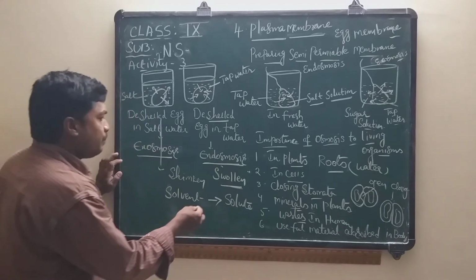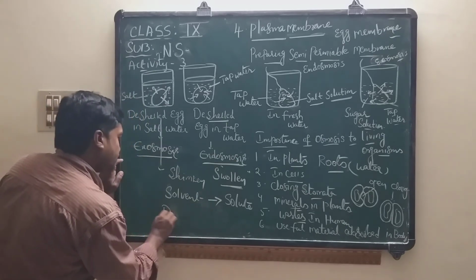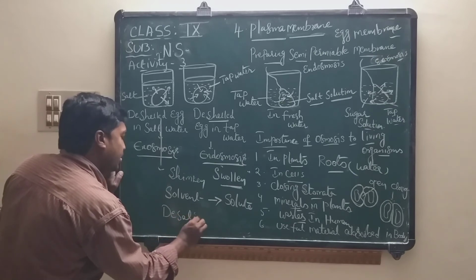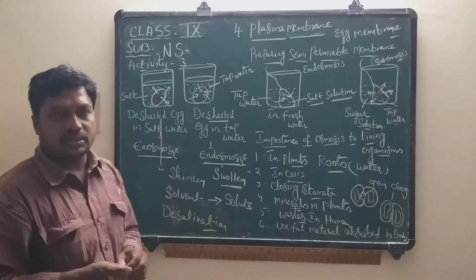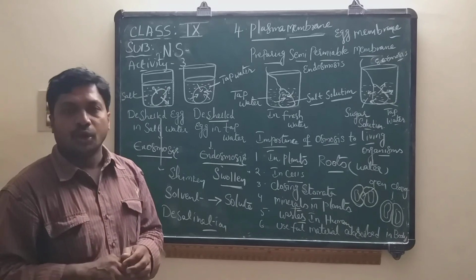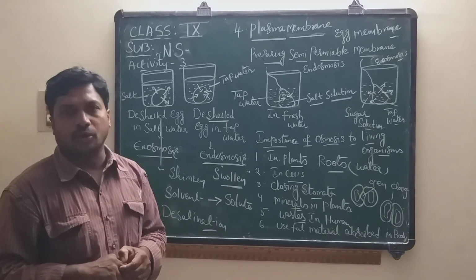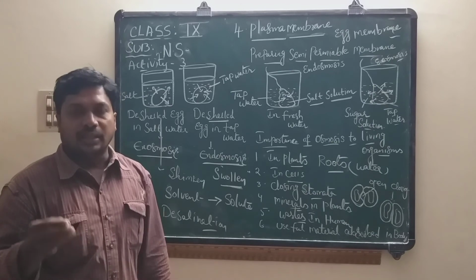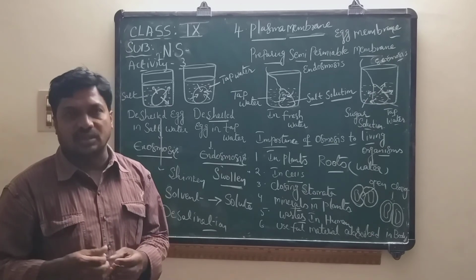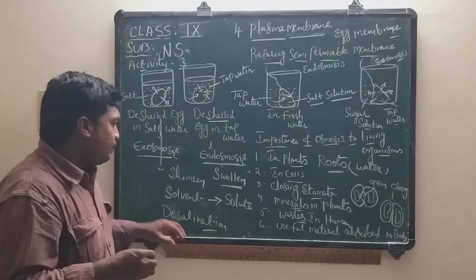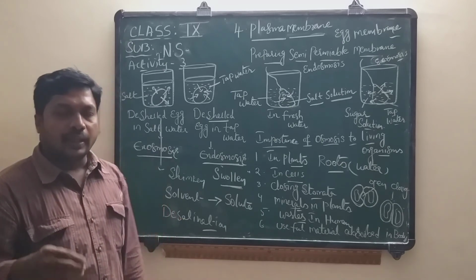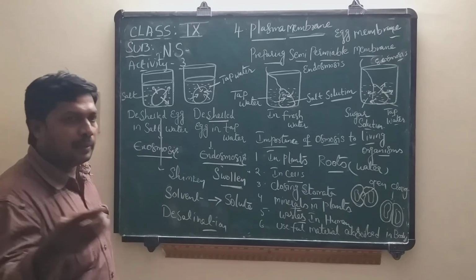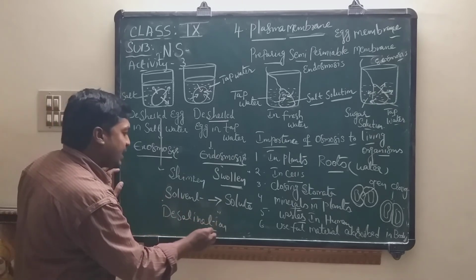Next topic, desalination. Do you know, one third of our earth contains salt water, that is seawater. We cannot use that water. This seawater contains a large amount of salt. So the salts from seawater get removed by a semi-permeable membrane in the process of desalination.